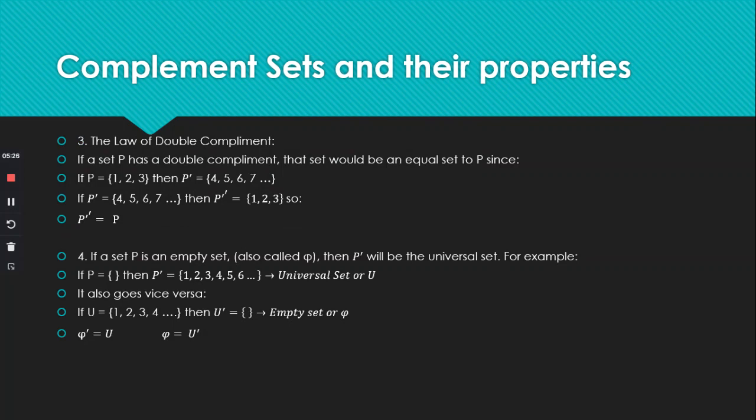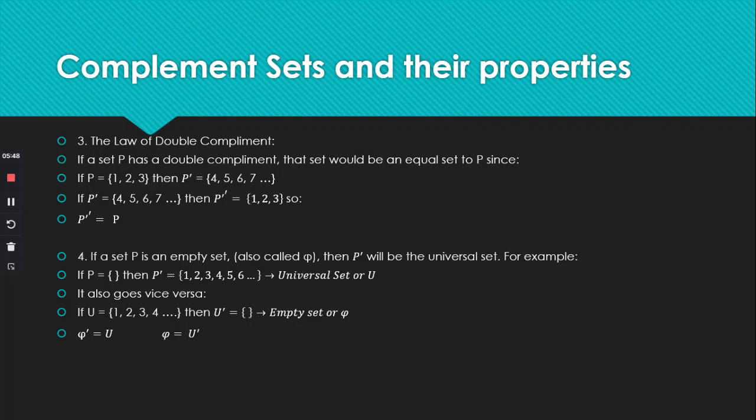3. The law of double complement. If a set P has a double complement, then that set would be equal to P. Since we said P is 1, 2, 3, P dash is 4, 5, 6, 7, and so on. But what if we would have a complement to that P dash? That's the law of double complement.